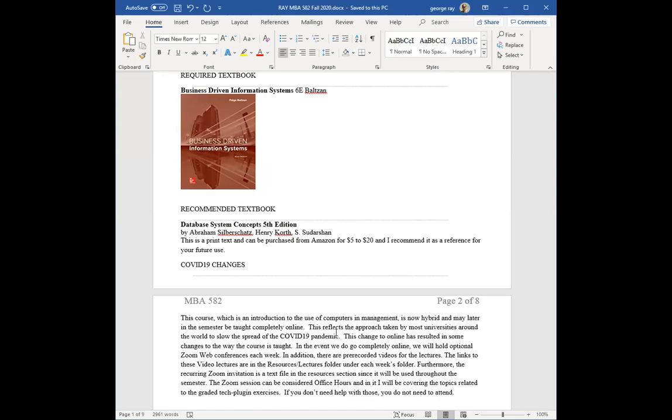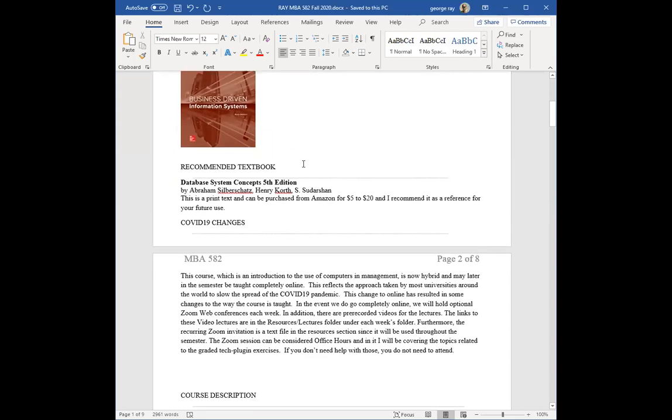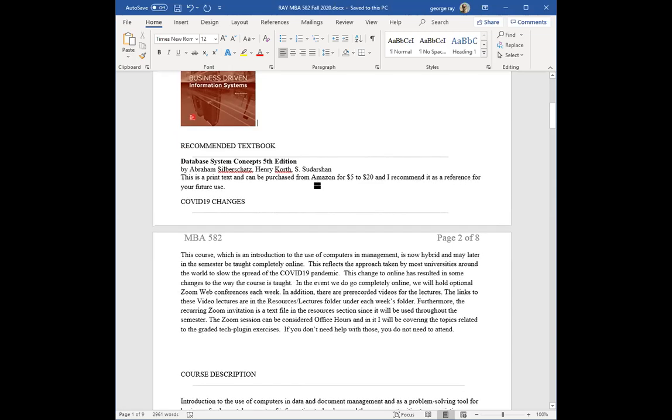The text is Business-Driven Information Systems by Paige Baltzan. And we'll use the 6th edition because I think it has all the relevant material in, and it's substantially cheaper than the 8th edition. A recommended textbook is the 5th edition of Database Systems Concepts if you're interested in digging deeper into database technology.